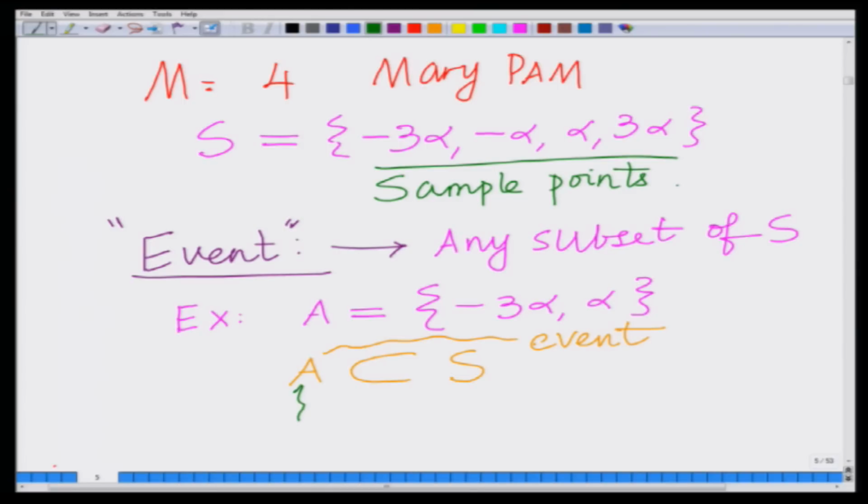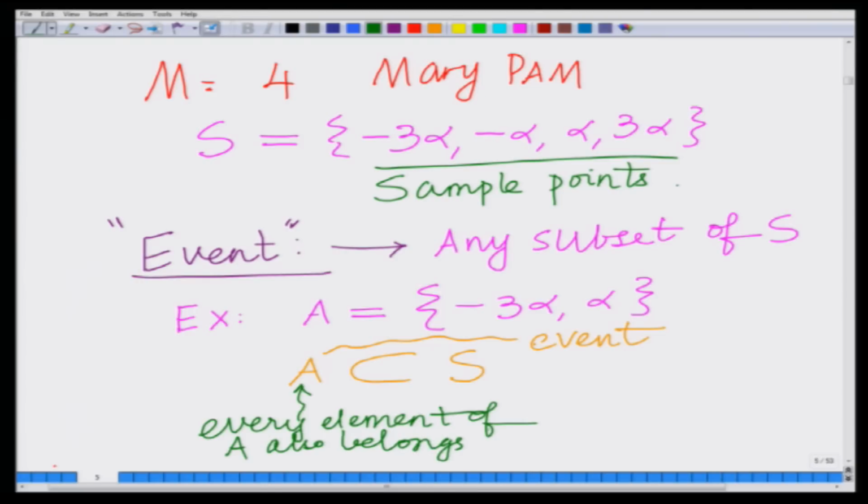A is a subset of S implies every element of A also belongs to S, correct. So, A is a subset of S implies that every element of A is also present in S, such as set A which is a subset of the sample space S. Therefore, it consists of some sample points in S, and that is known as an event.